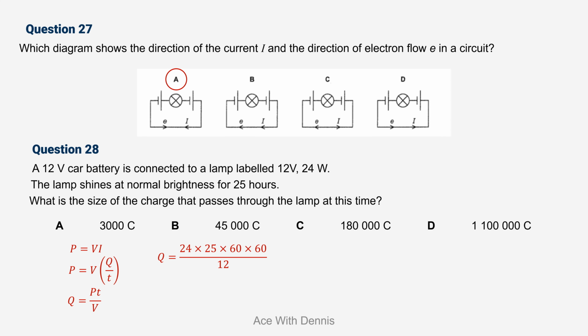Now we can substitute the values given. The power is 24 watts. The time is 25 hours, multiplied by 60 minutes and multiplied by 60 seconds, divided by the voltage, which is 12 volts. Then we calculate, and the answer becomes 180,000 coulomb. Hence, the answer is C, 180,000 coulomb.